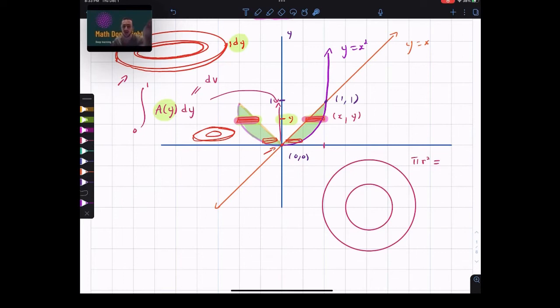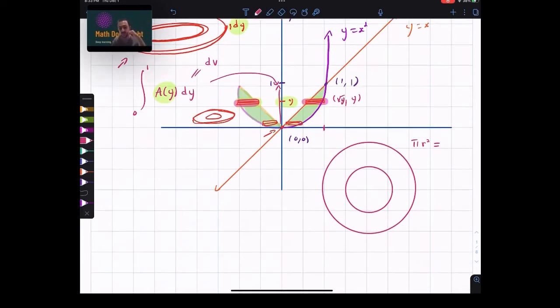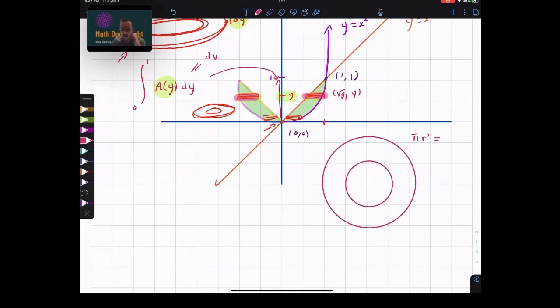But I can do that because I know this is a point on the squaring function. y is equal to x squared. That means that x is equal to the square root of y. So that means that the outer radius is the square root of y. So this is pi r squared, which is pi times the square root of y squared, which is pi times y.